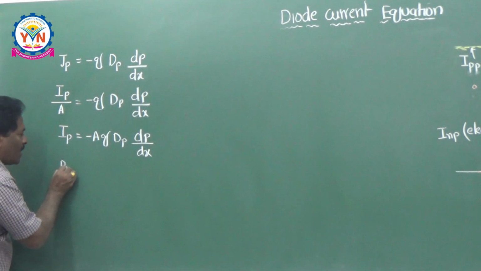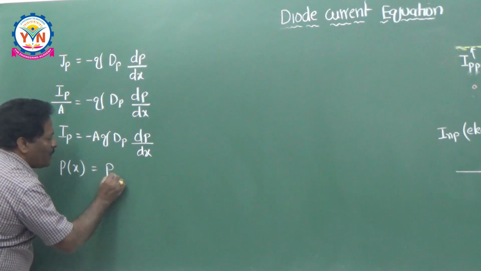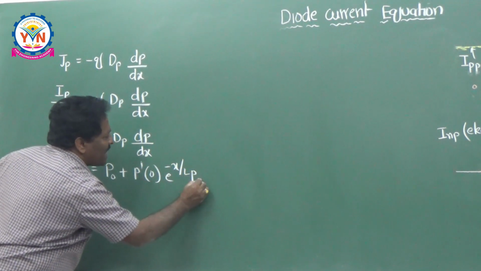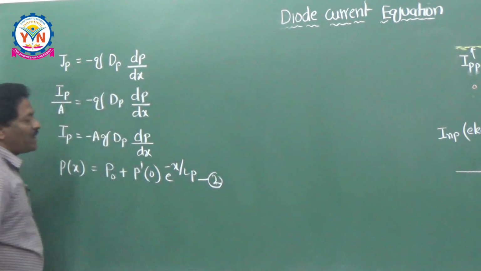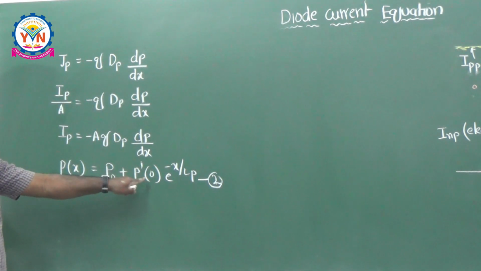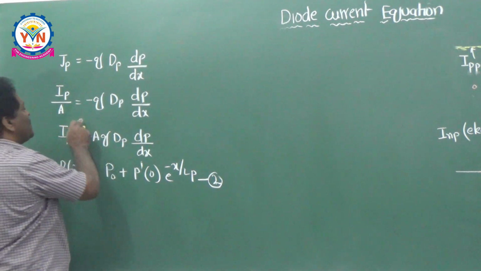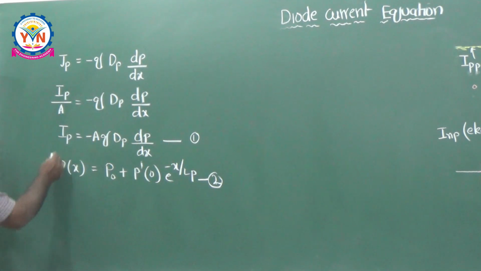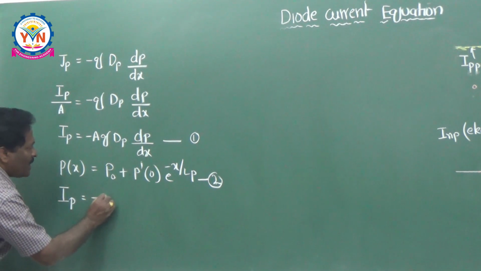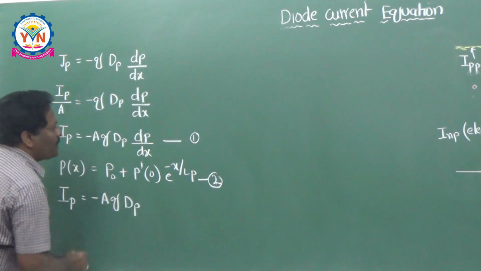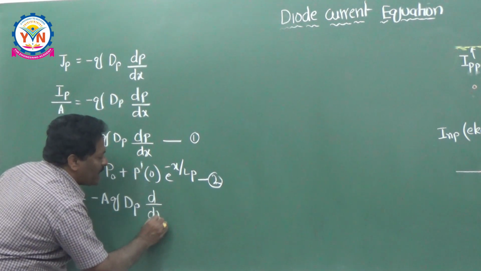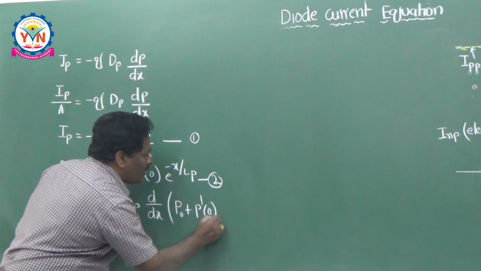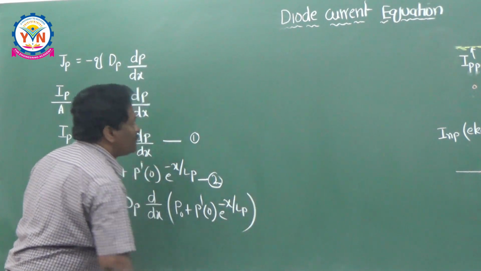So here p of x is equal to final value p naught plus injected value p dash of 0 into e to the power of minus x by Lp. This is the expression we got at the time of injected minority carrier charges. So let it be this equation 1 and this is equation 2. Just substitute here, you are going to get an expression Ip is equal to minus AQ Dp d by dx of what is p here? p of x is equal to p naught plus p dash of 0 into e to the power of minus x by Lp. Now just simplify this.